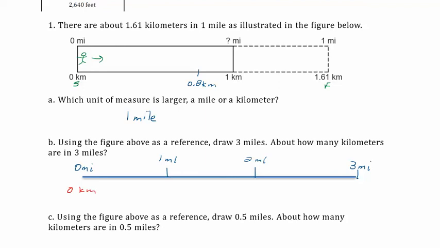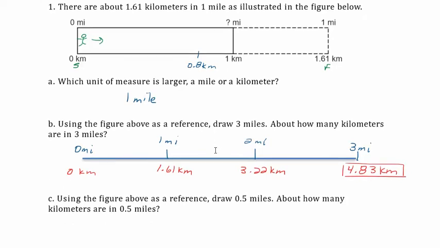All right, well, I know 1 mile is 1.61 kilometers. So this distance right here is 1.61 kilometers. So 2 miles would be 1.61 plus 1.61. That would be 3.22 kilometers. So if I want to go another mile, I have to add another 1.61 kilometers, which I think is 4.83. That looks good. So about how many kilometers are in 3 miles? About 4.83 kilometers.